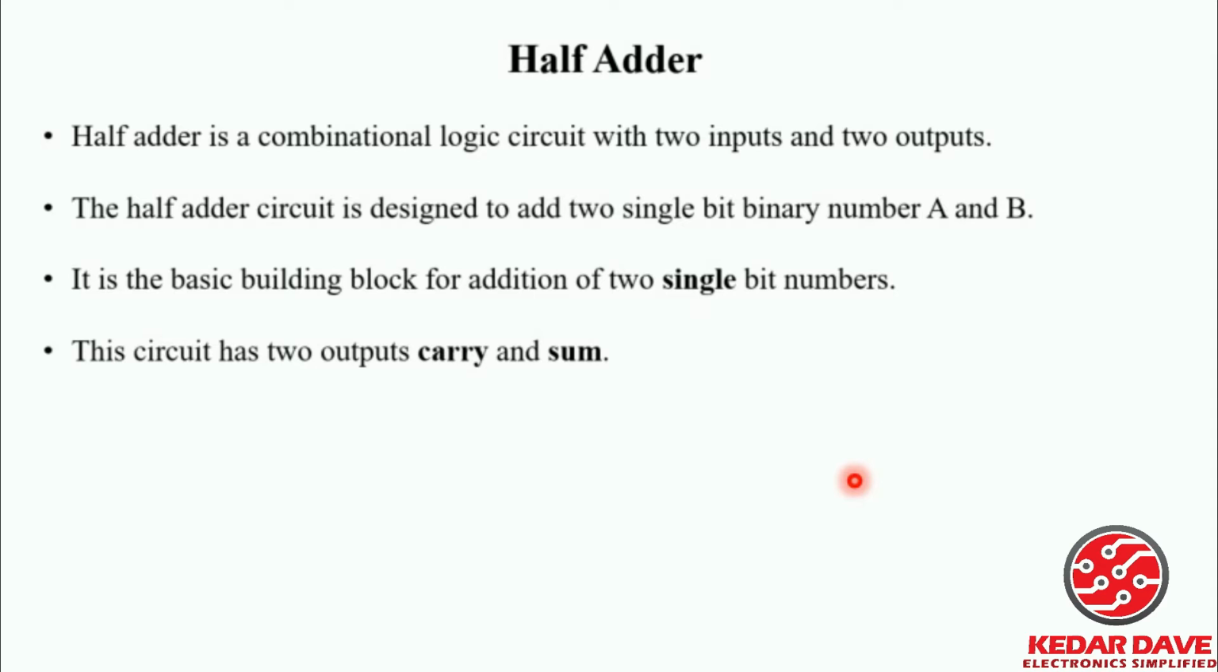The half adder circuit is designed to add two single bit binary numbers A and B, and it is the basic building block for the addition of two single bit numbers. This circuit has two outputs, carry and sum. One is our total sum, and if the sum exceeds a particular limit, then it will generate a carry. So that carry will also be seen at the particular output.